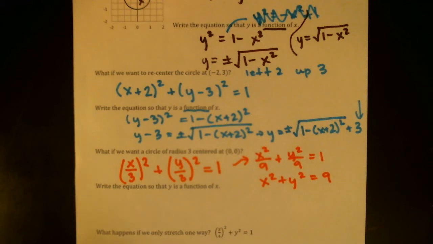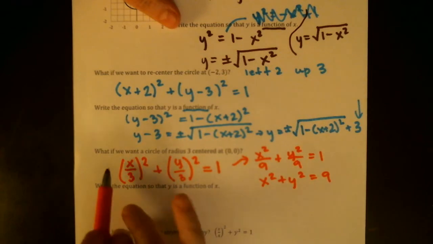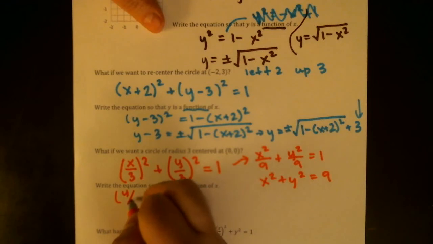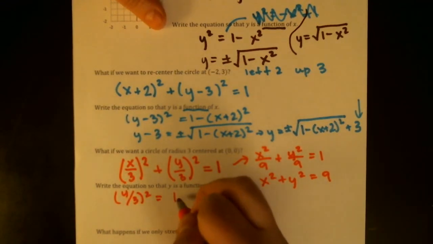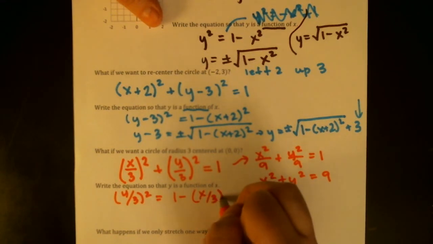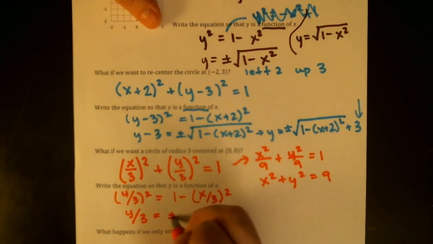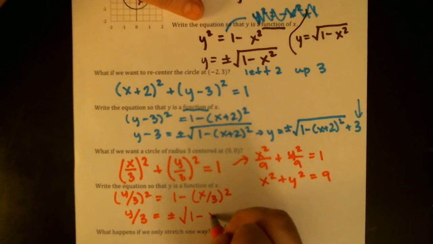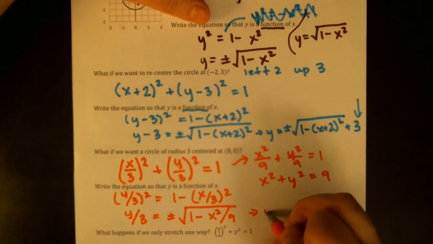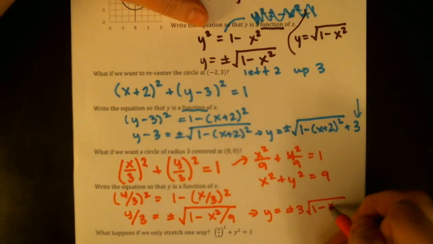Okay, and then on this one again, I say write the equation so that y is a function of x. So I'm going to go from this one so that you'll see something more like what comes up in your homework. If we say that y over 3 squared is equal to 1 minus x over 3 squared, then we can say that y over 3 is equal to plus or minus the square root of 1 minus, and I'm going to go ahead and make that x squared over 9 again. And then we have to multiply by 3, so y equals plus or minus 3 times the square root of 1 minus x squared over 9.